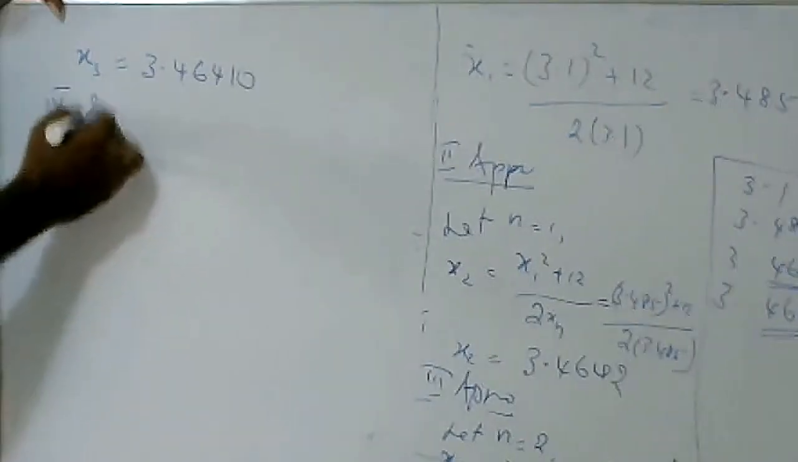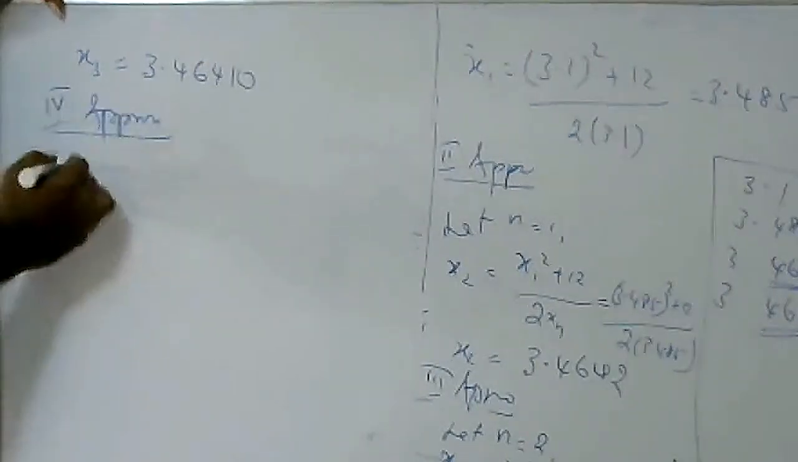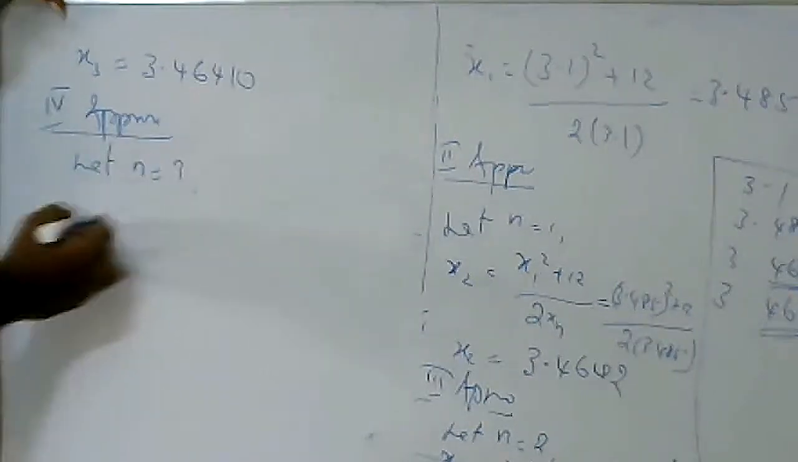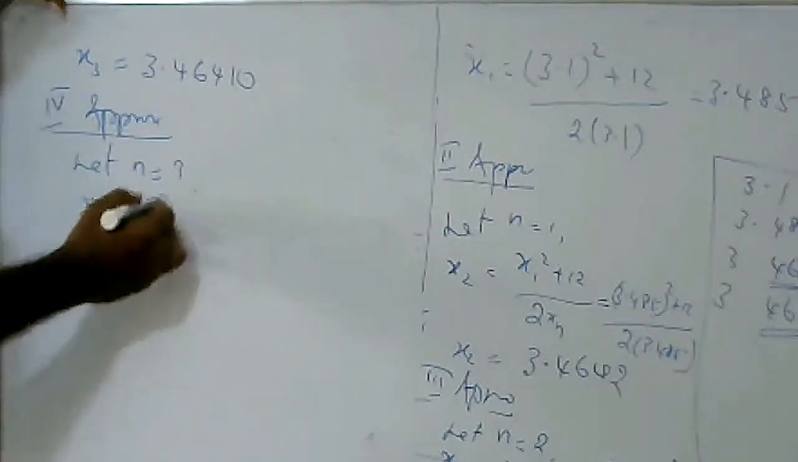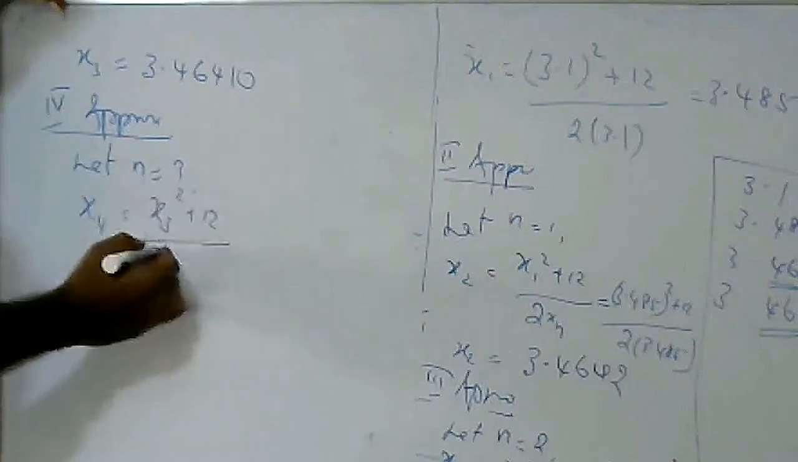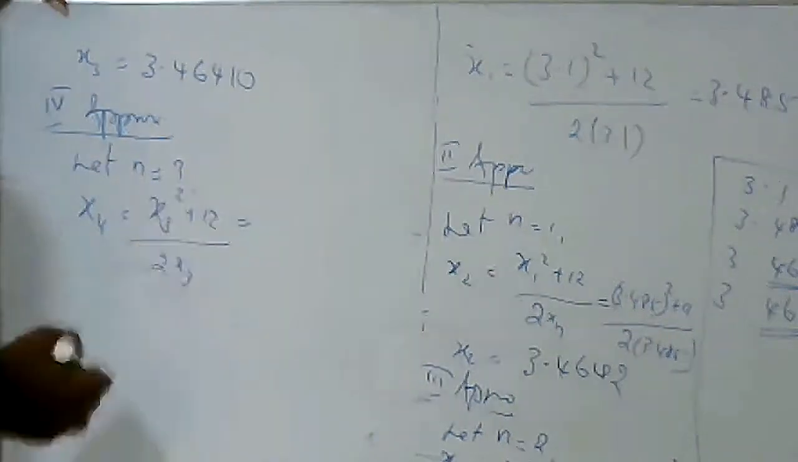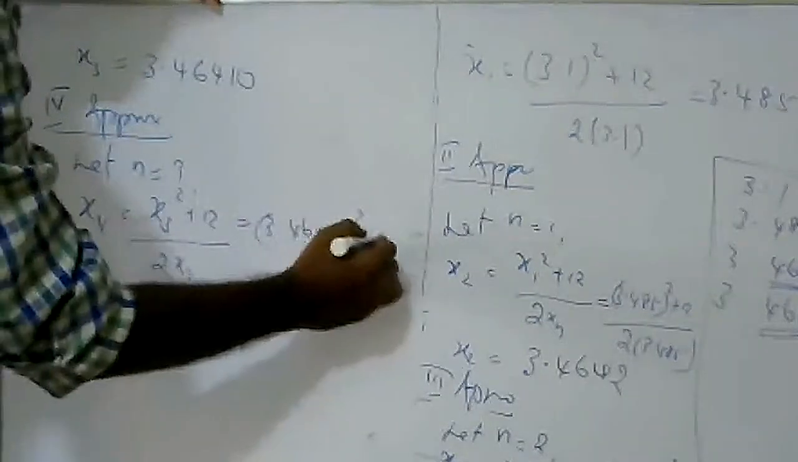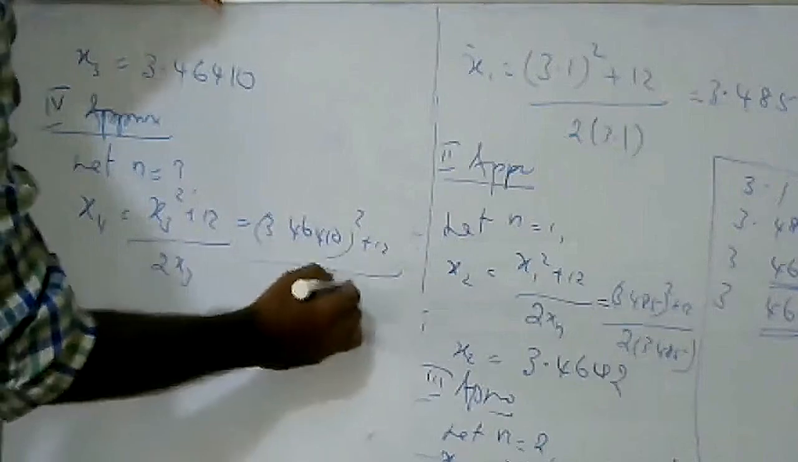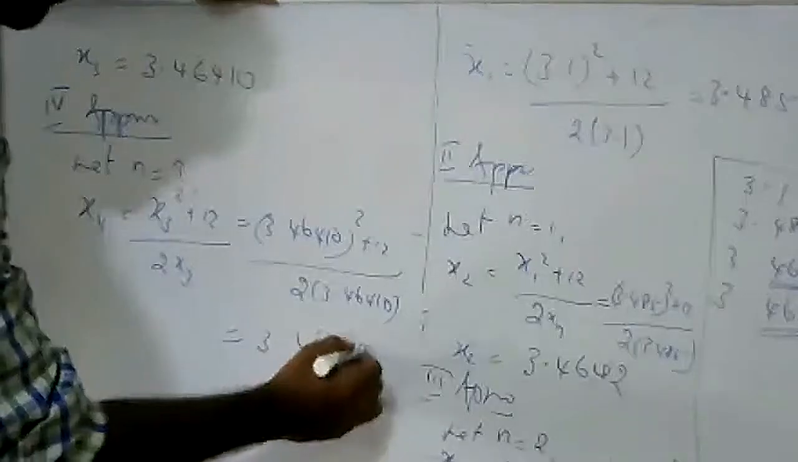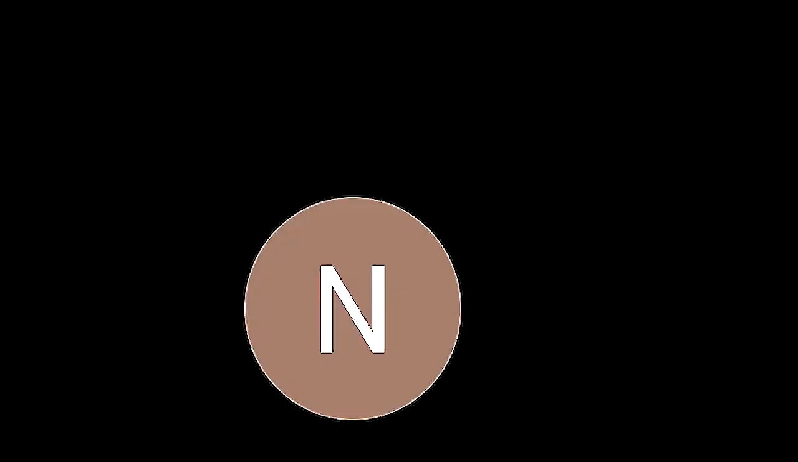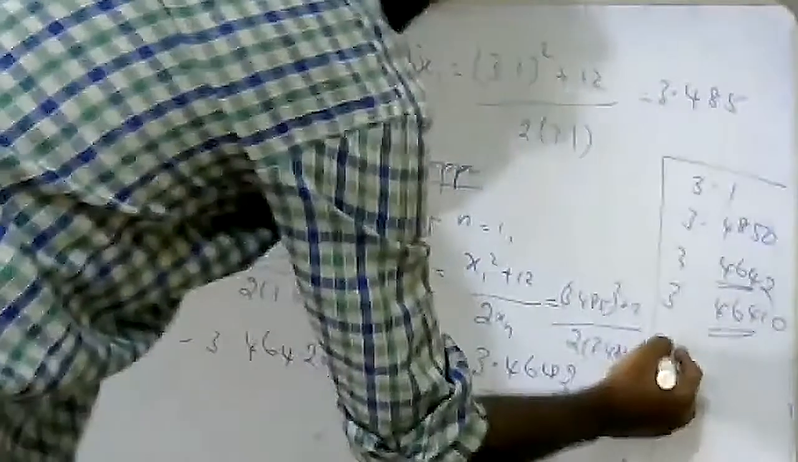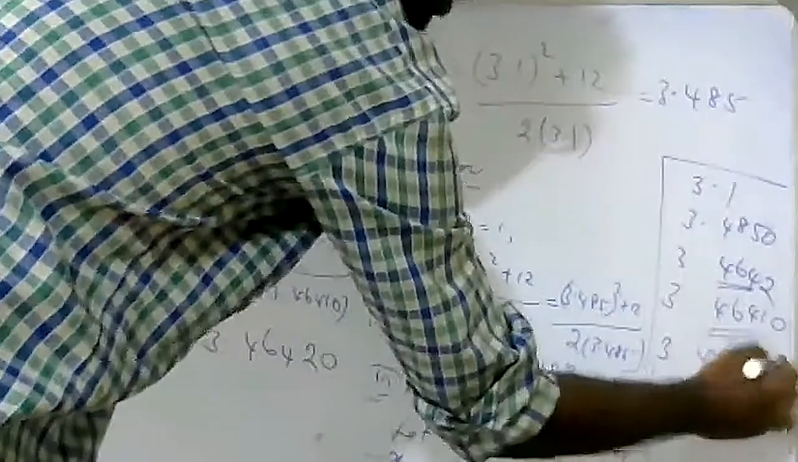Fourth approximation, let n equal to 3. Apply in the formula. x4 equal to x3 square plus 12 divided by 2x3, which is nothing but 3.46410 the whole square plus 12 divided by 2 into 3.46410. That gives 3.46420. Again, in the fourth digit there is a problem.